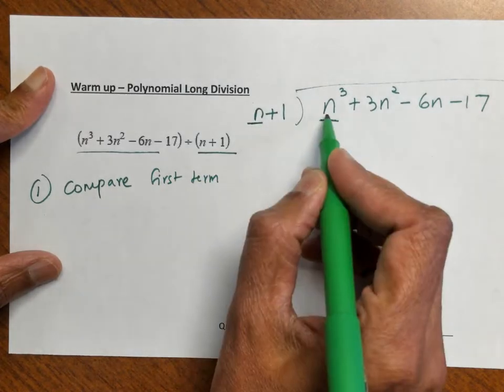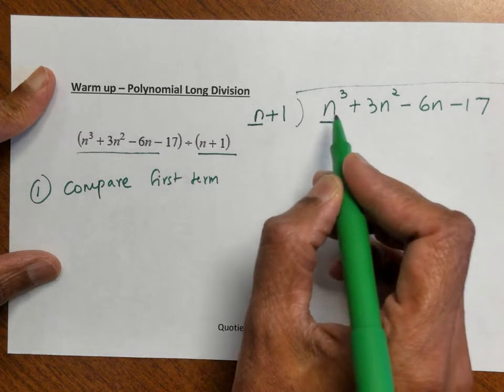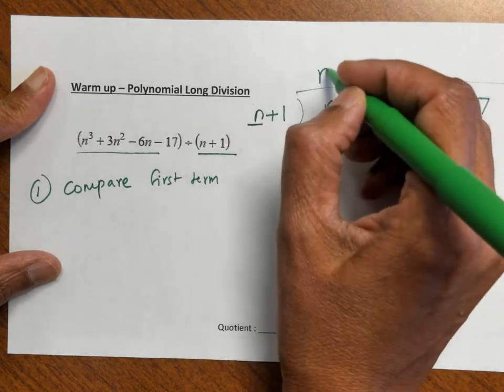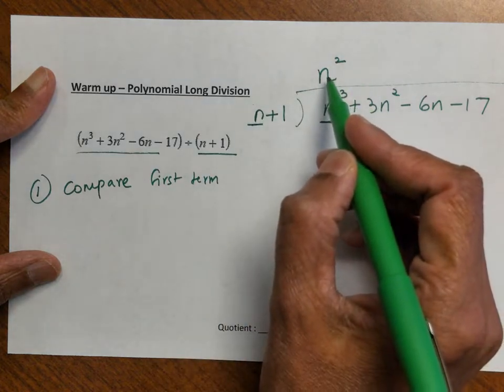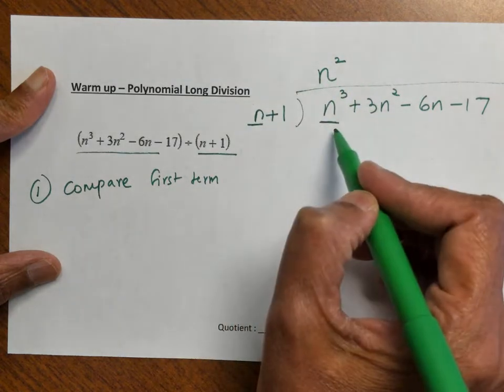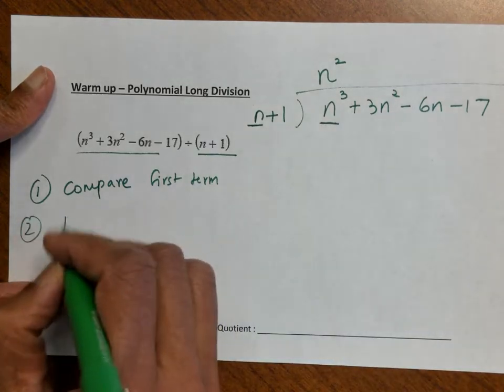So you compare n with n cubed. So what do I multiply by n to get n cubed? Or the other way of saying this is n cubed divided by n is n square. If I write n square here, n square times n is n cubed, so I get my goal, right? So step number 2, you multiply.